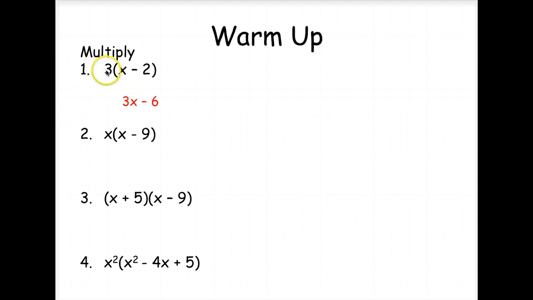So you multiply the 3 across the parentheses: 3x minus 6. Again, x squared minus 9x. Here we're going to use the FOIL method: the first, the outside, the inside, and last. And 9x plus 5x is negative 4x. And then finally, x to the fourth minus 4x to the third plus 5x squared. So we multiply the x squared by every term.